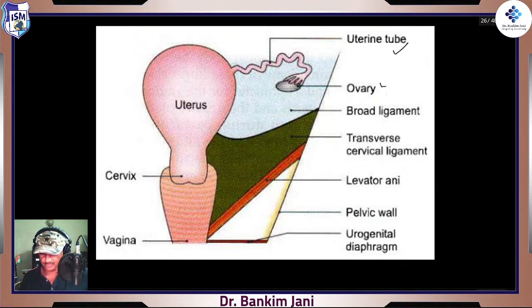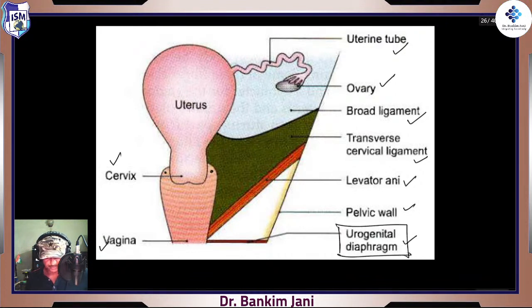Uterine tubes, you know that, ovary, broad ligament. Transverse cervical ligament, that's the muscle which we drew so many times, levator ani, that's the cervix, these are the fornix, that's the vagina, then the pelvic wall, and that's the urogenital diaphragm. See, that's urogenital diaphragm, so it supports at that level. Levator ani is over here, so even that also helps, right?